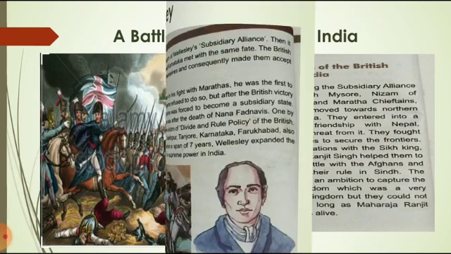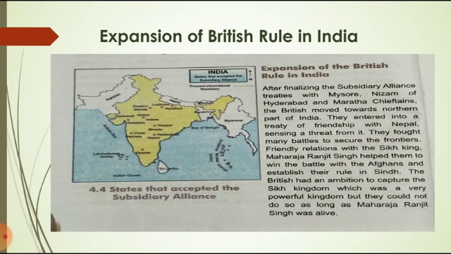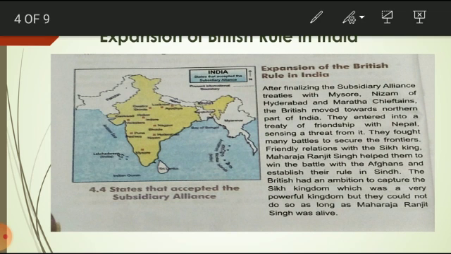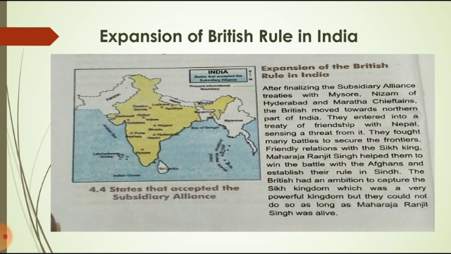Then comes the expansion of the British rule in India. After finalizing the subsidiary alliance treaties with Mysore, Nizam of Hyderabad and Maratha chieftains, the British moved towards the northern part of India. Now the Britishers are moving towards the northern part, right? Because they had already finalized the subsidiary alliance treaties with Mysore and Nizam of Hyderabad, and now they are going up into the northern states.